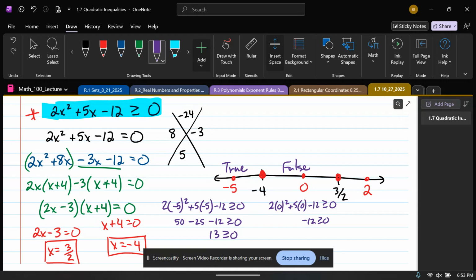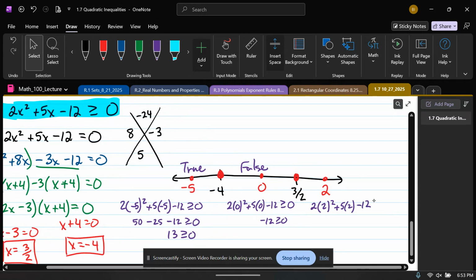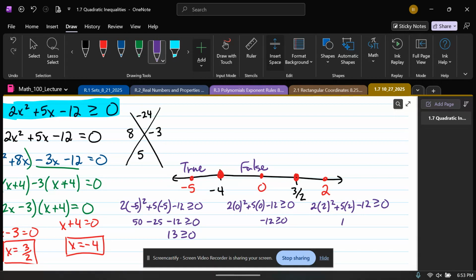Now, it's possible that this little tail over here is false as well, so I got to check it. So I'm going to plug in 2 times 2 squared plus 5 times 2 minus 12. Is that greater than or equal to 0? So this is going to be 4 plus 10 is 14. Yeah, just a little bit more than that. So that's true as well. Okay.